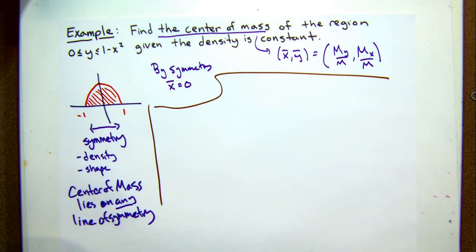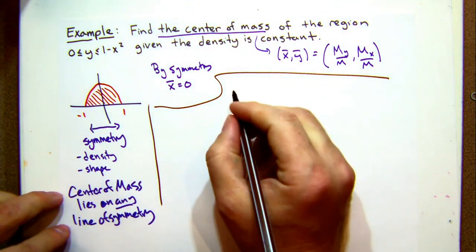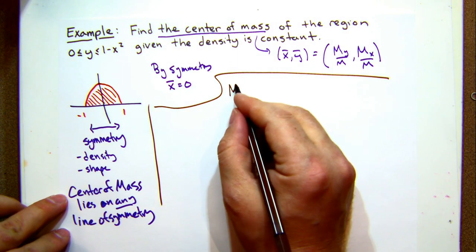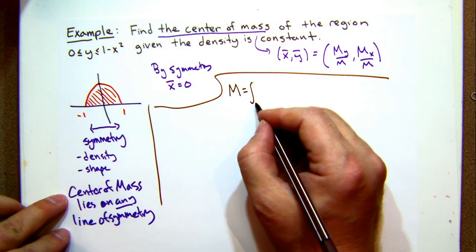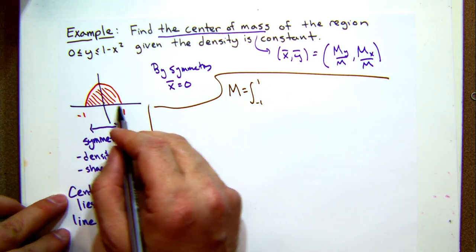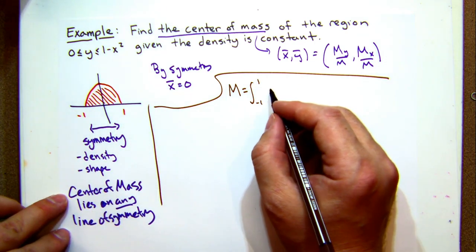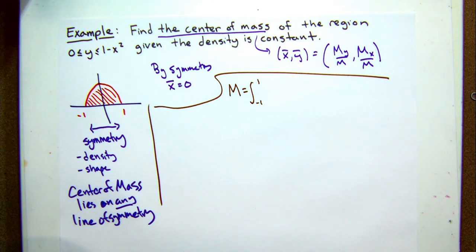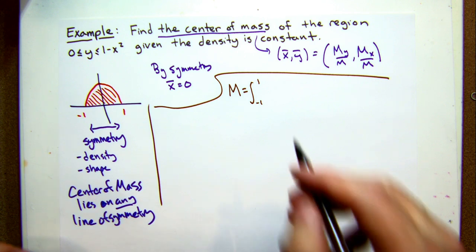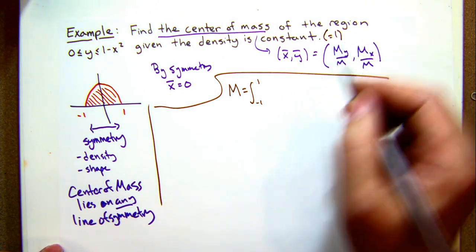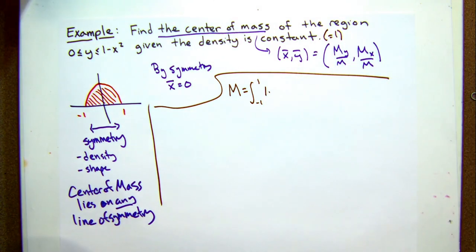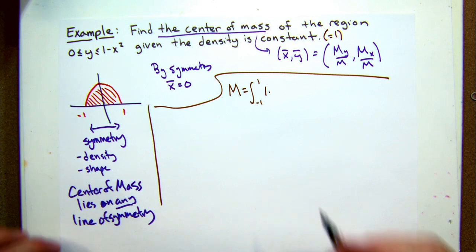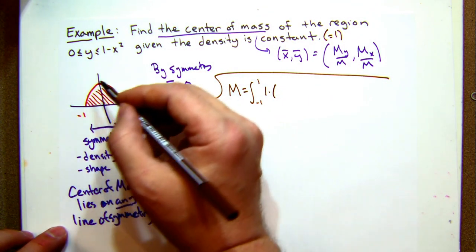But what's left? The y-coordinate. Okay, so let's set up our integrals. Mass is going to be the integral from -1 to 1, because those are the bounds of my region. Then I'm going to have my density. Since density is constant, you just pick a constant. Sometimes people just say, throw in a value c. It doesn't matter what the density actually is. So let's just assume it's 1, to simplify our computations, so we don't have numbers floating around.